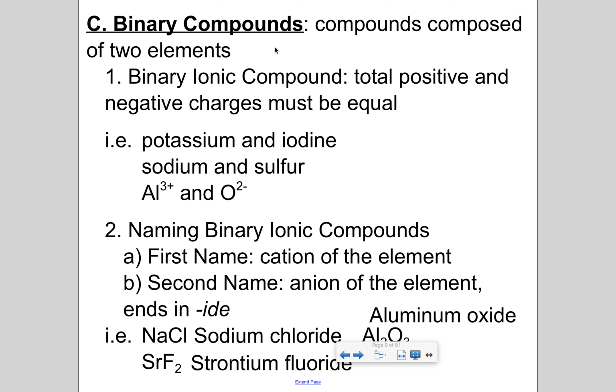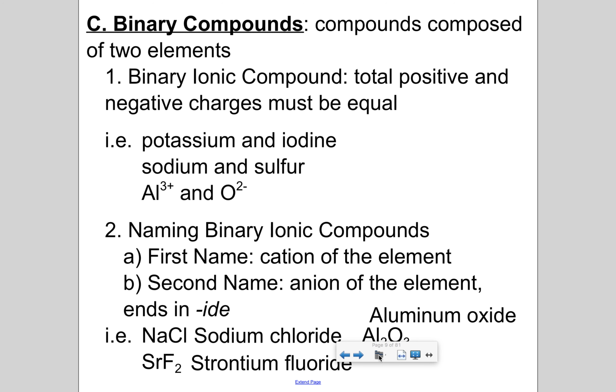Now, binary compounds means that you're going to have compounds. Compounds are groups of atoms where the atoms are completely different from each other. Okay, so two or more different atoms bonded together. So we call this binary ionic compounds. Binary means it's going to have two names, a first name and a second name, and the charges of that ionic compound have to be equal.